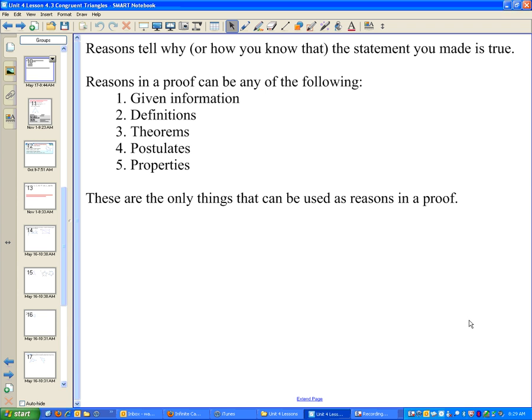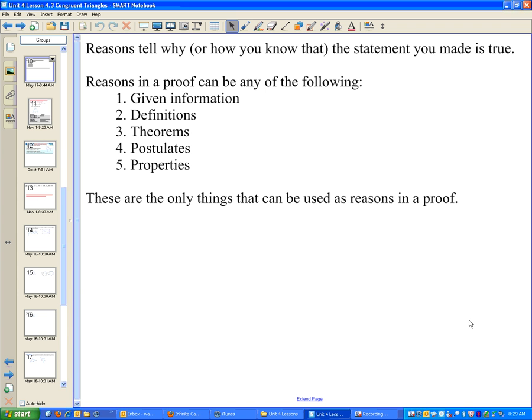Now, there are only certain things you can use as reasons. The ones I just used were both theorems. But you can use some other things. Reasons in a proof can be any of the following. It can be given information. All right? In other words, we can just be told that. That's the information we're starting with. We're starting with these two triangles. We're given these two triangles. Okay? Could be a definition. Could be a theorem or a postulate. Could be properties.